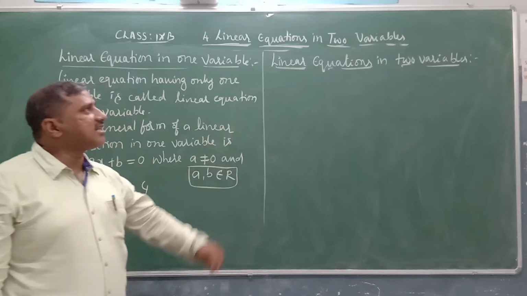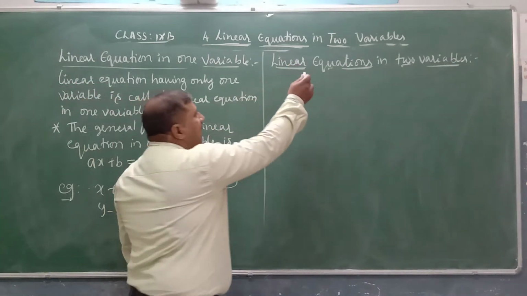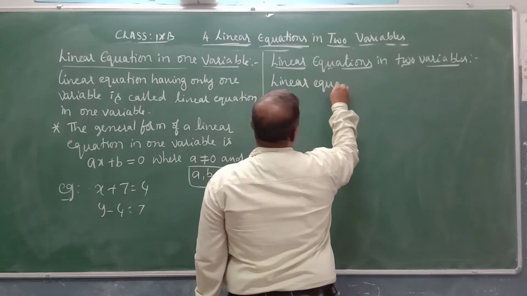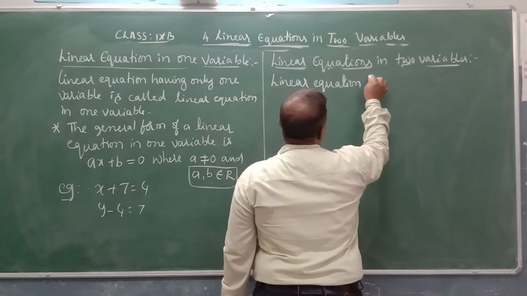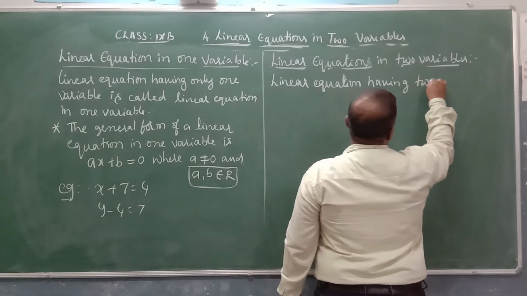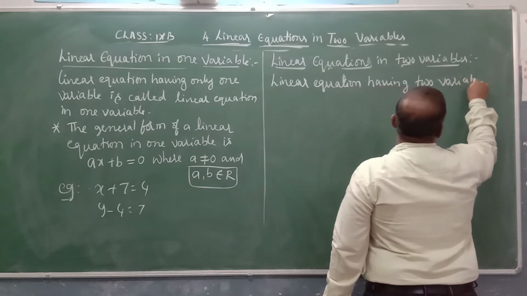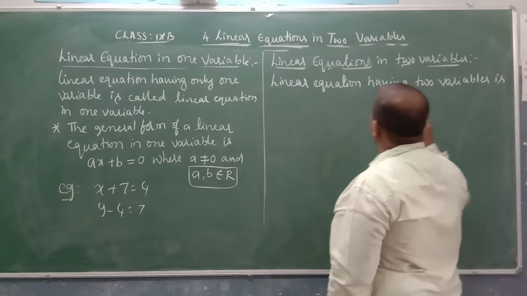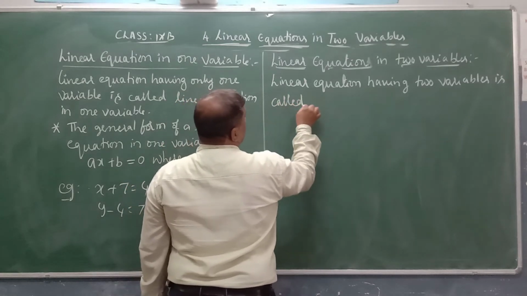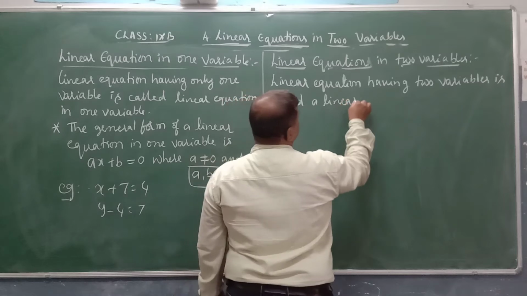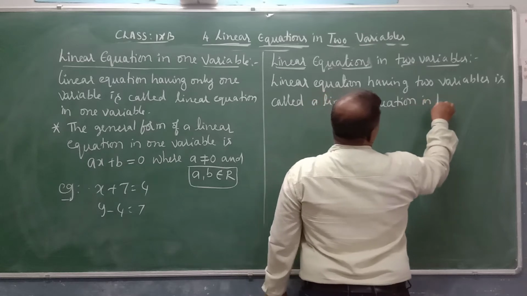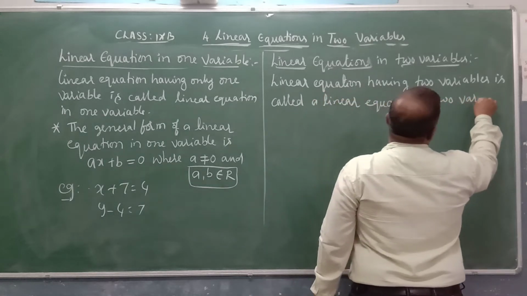Now what about linear equations in two variables? A linear equation having two different variables is called a linear equation in two variables.